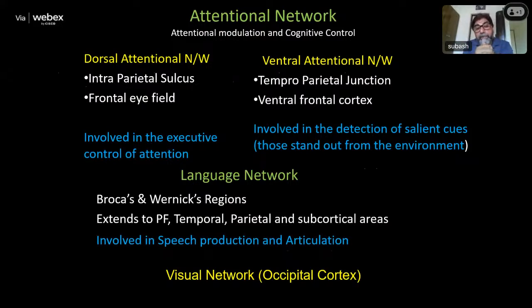Then there are the language networks. We know Broca's and Wernicke's areas are the regions which are involved in speech production and articulation. So these are the language networks.